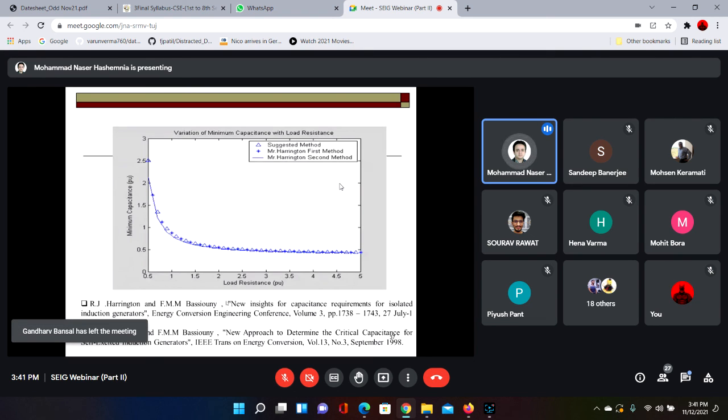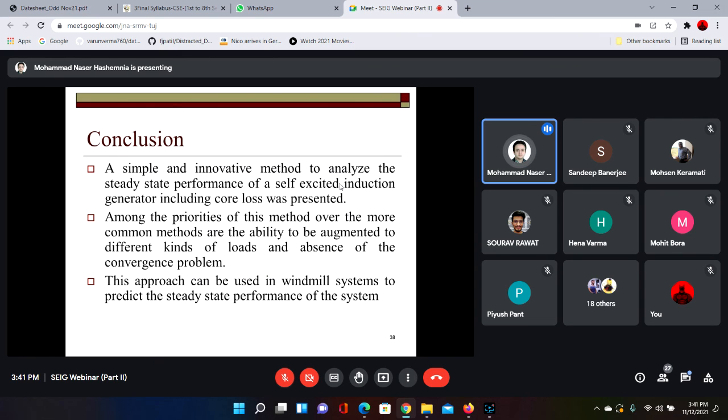And here I draw the conclusion: a simple and innovative method to analyze the steady-state performance of a self-excited induction generator with core loss. Core loss can also be included, but let me present the priorities of this method over the more common methods. The common methods are the load impedance and node admittance methods. The priorities of this method are the ability to be simply augmented.